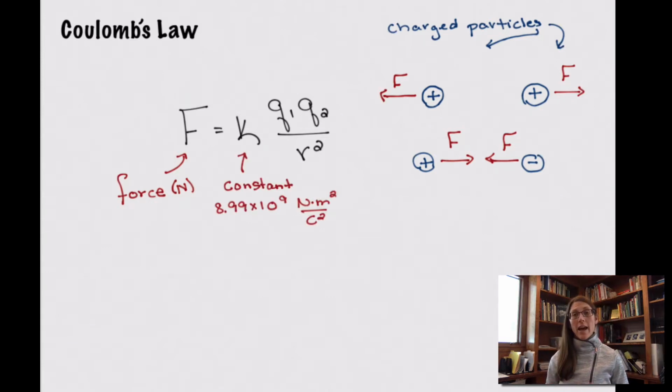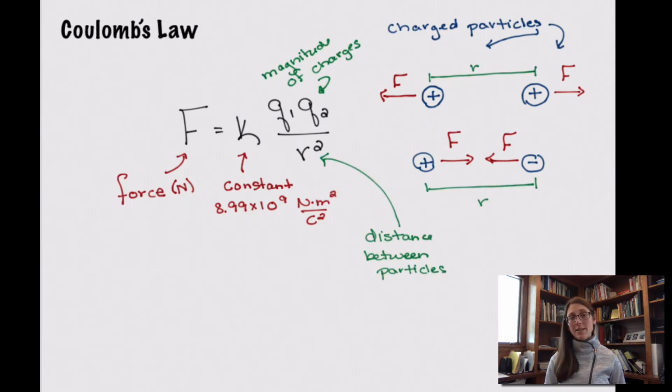So as we look at the numerator of this equation, we have Q1 and Q2. That's the magnitude of the charges on our particles. So if either Q1 or Q2 or both of them becomes larger, becomes a more highly charged particle, then the force between them is going to increase. Conversely, if those charges become smaller, then you are going to have a decrease in the force experienced by those two charges. The denominator of this equation is R squared, and R is the distance between those two charged particles.